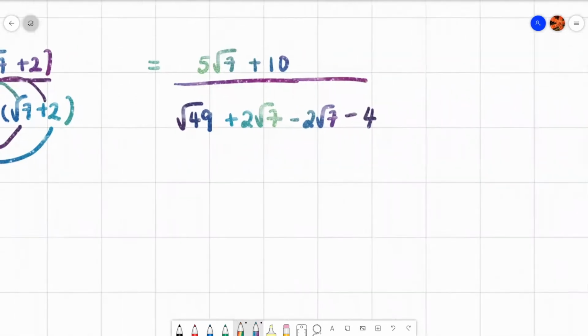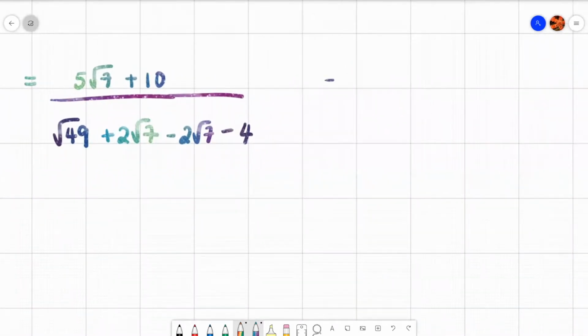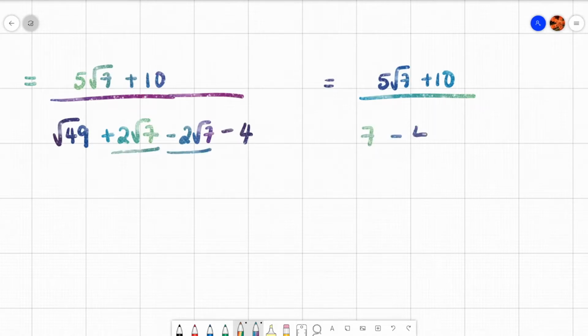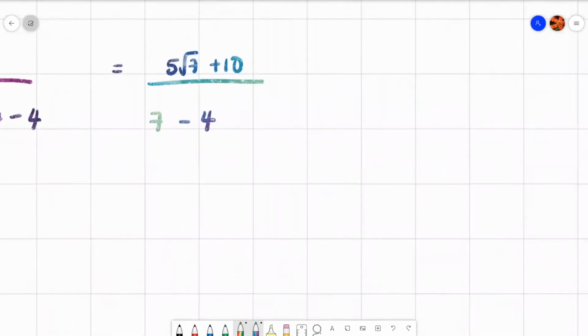Okay. So let's simplify this. We can't add them together because the 10 doesn't have a square root 7 with it, so that stays as it is. 5 root 7 plus 10. Next to the bottom, square root of 49 is 7. Plus 2 root 7 minus 2 root 7 cancel. Just got the takeaway 4, which we can simplify.